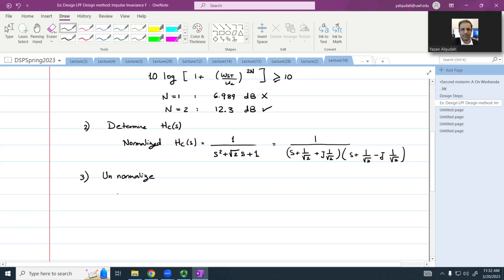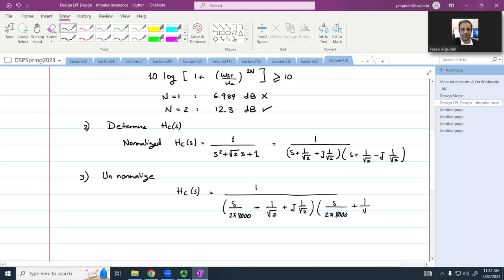How do we unnormalize the filter? We're going to substitute S with S over omega C. So Hc of S is going to equal 1 over (S over 2 pi multiplied by 8,000 plus 1 over square root of 2 plus j multiplied by 1 over square root of 2) multiplied by (S over 2 pi multiplied by 8,000 plus 1 over square root of 2 minus j multiplied by 1 over square root of 2).